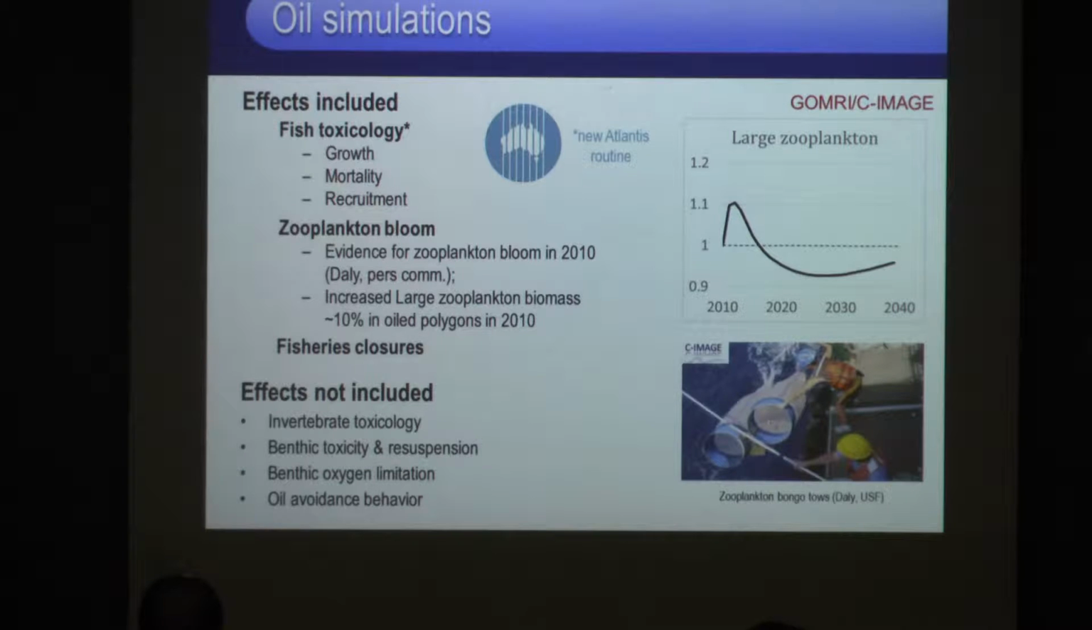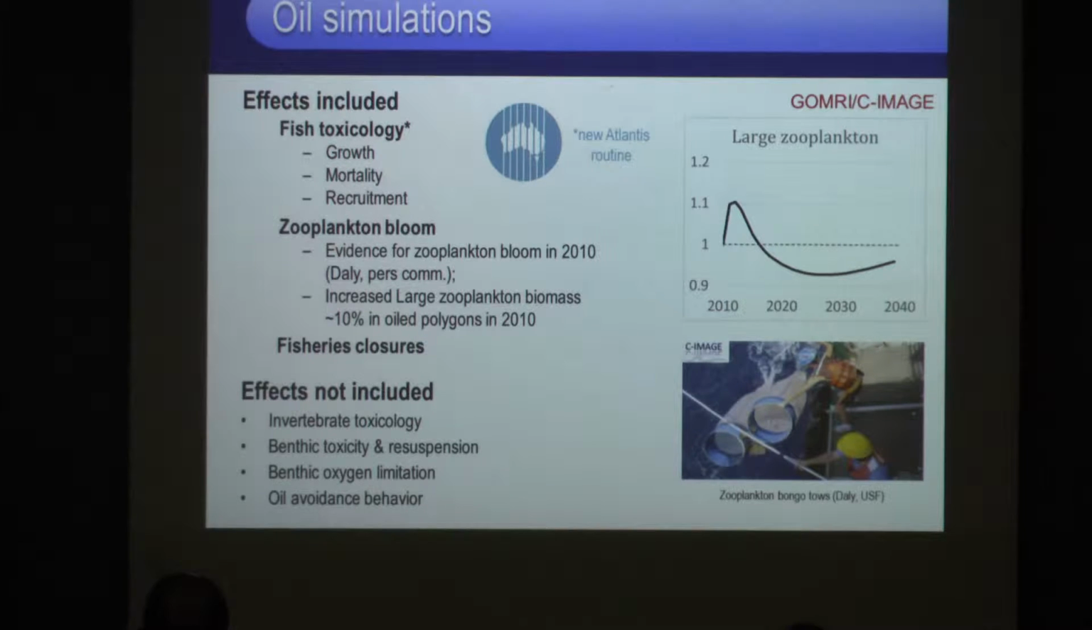Effects not included. What you're seeing here is quite preliminary. We haven't included invertebrate toxicology. We've only applied the effect to fish. There's also very likely some benthic toxicology and resuspension effects that we haven't attempted to model, nor oxygen limitation. The current understanding is that oiled marine snow fell out at a very quick rate and accumulated on the bottom, potentially leading to reduced oxygen levels in the sediment, which could ultimately affect the demersal food web.